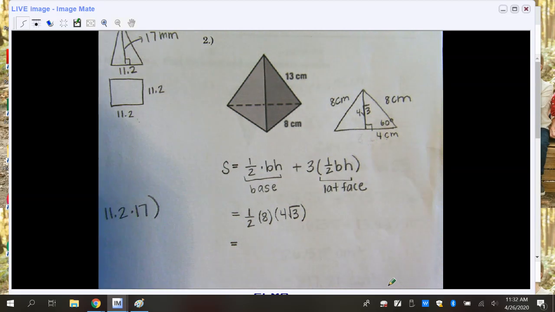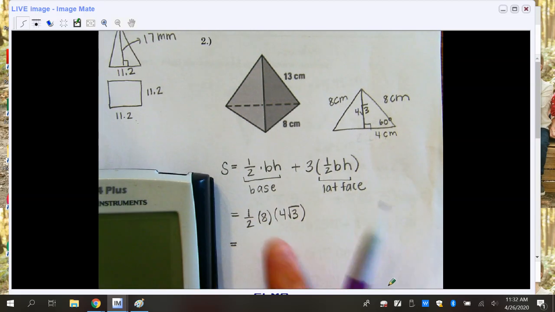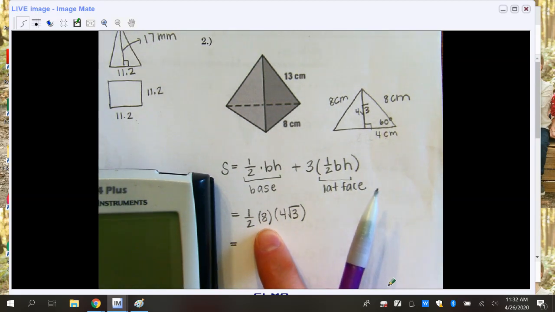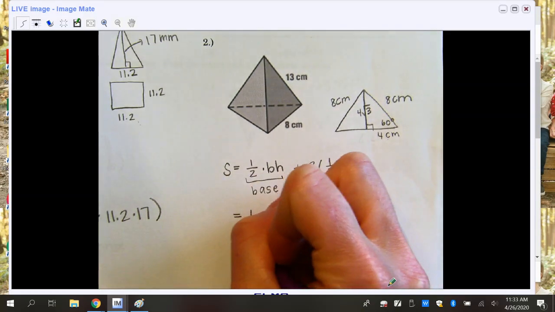So the area of my base, if I'm finding the exact answer first, just like we did with the cone, so 1/2 times 8 times 4 is going to be 16 radical 3.